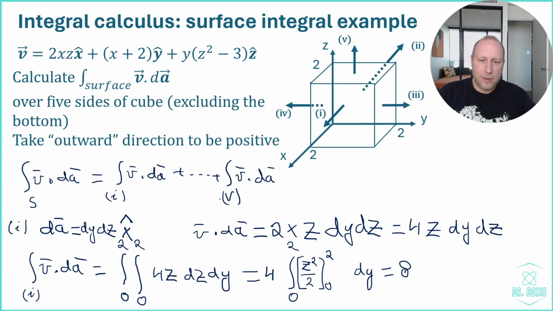We already had a 4 and there's an additional 2 coming out now. And we're left with the integral from 0 to 2 of dy, which is just y evaluated between 0 and 2, which gives us 16. So this is the flux through the front of the cube.